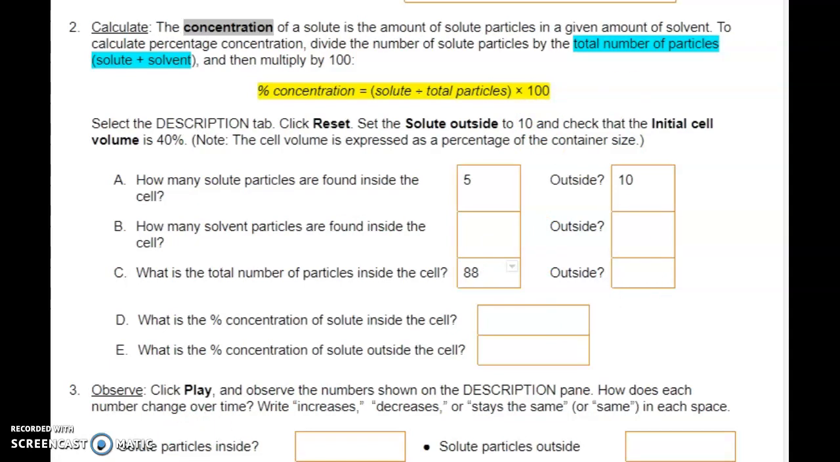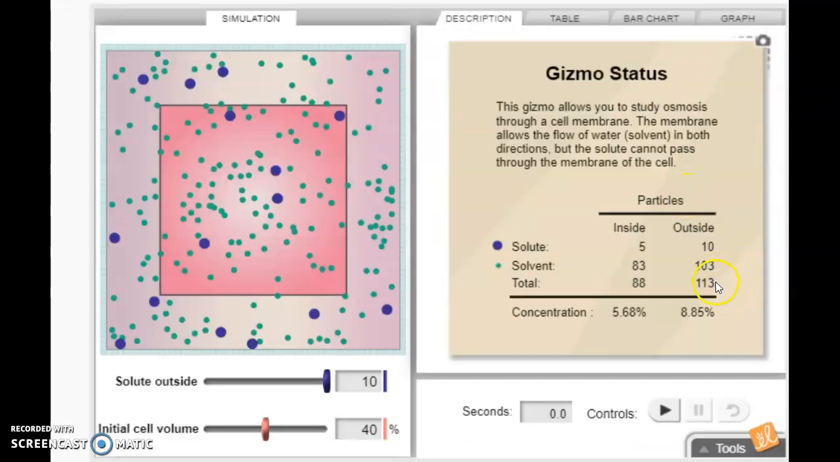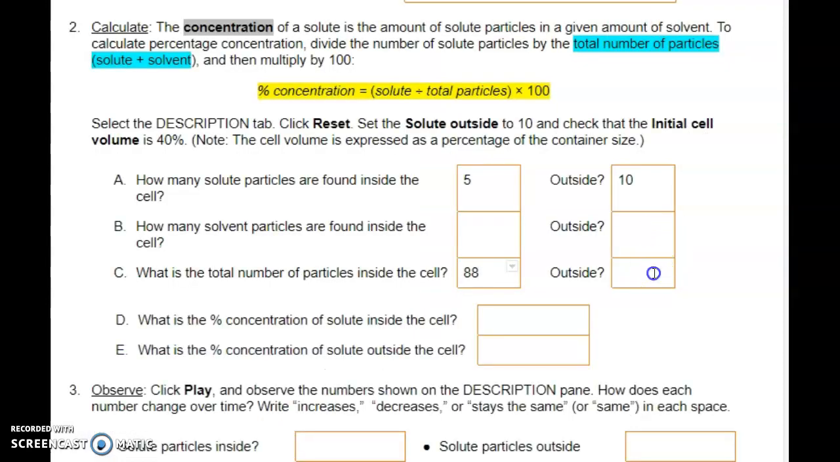So for the outside, you'll take the total number of particles as well. So we got 113 for my example here. So again, to find the percent concentration of solute outside the cell, you're going to take that 10 divided by 113 and then multiply by 100 to make it a percentage. Then you're going to click play and do some observations of what's happening to the numbers.